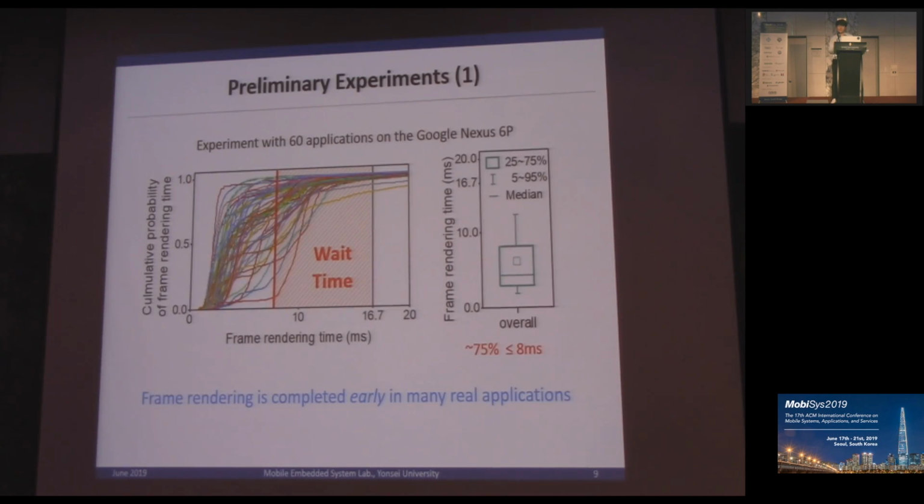We measure the frame rendering time while running 60 real applications on a real device. The results show that most of the frame renderings are completed much earlier than the deadline. Particularly, 75% of the frames are rendered within only 8 milliseconds.